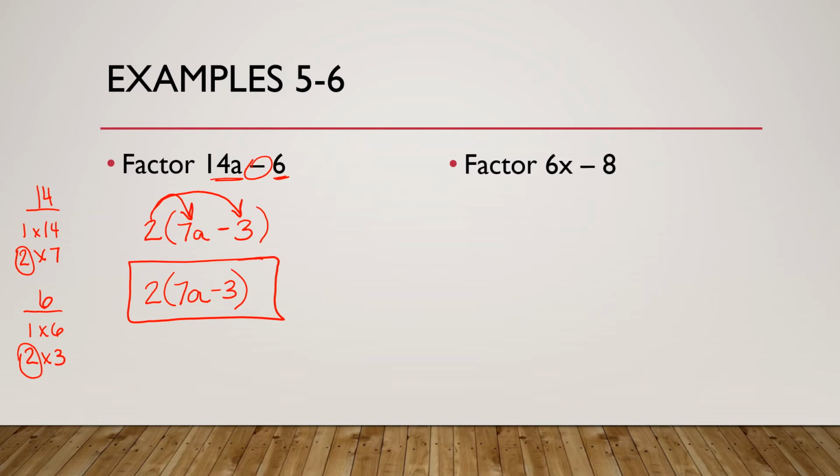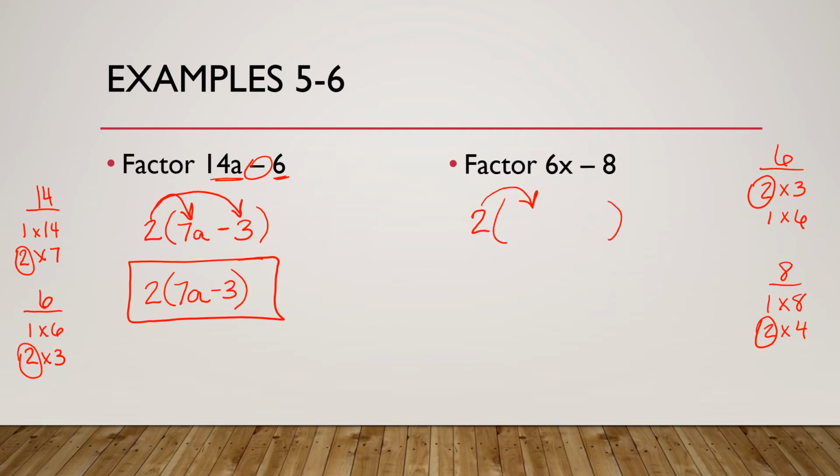Okay, in number 6, we're looking for the factors of 6 and 8. So remember 2 times 3, 1 times 6 would give us 6. Our factors of 8 would be 1 times 8, 2 times 4. So again, we're looking for the greatest one. In this case, it is 2 again. So we're going to factor out a 2. So we put that 2 outside the parentheses.